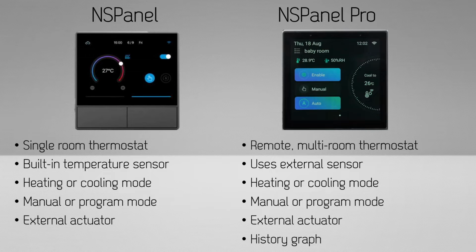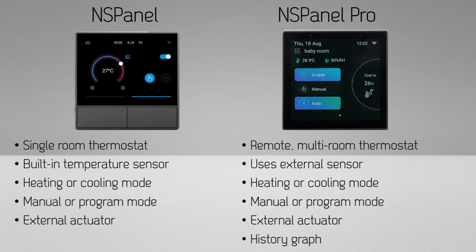And of course, whenever you configure these thermostats, they would use a temperature sensor in that room, and they would control an actuator, a relay, that is going to turn on the heating or cooling in that room. So these are the main differences. I think the NSPanel Pro is more like a multi-room controller, or a central screen for a multi-room controller. And of course, as I said, the NSPanel Pro has a lot of additional functionalities.